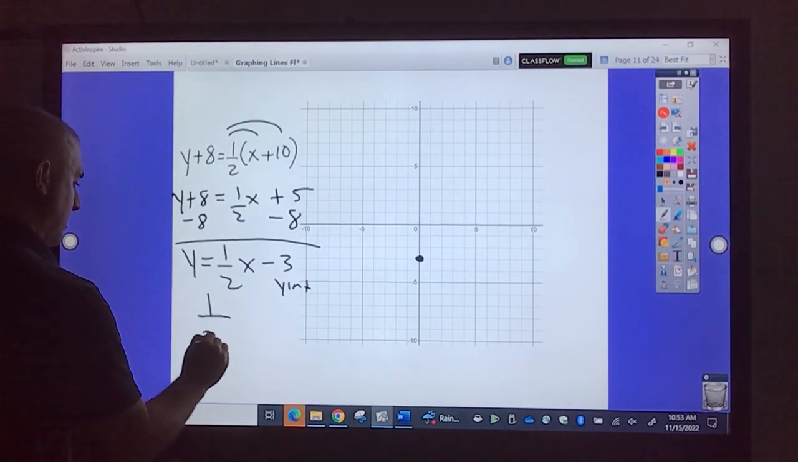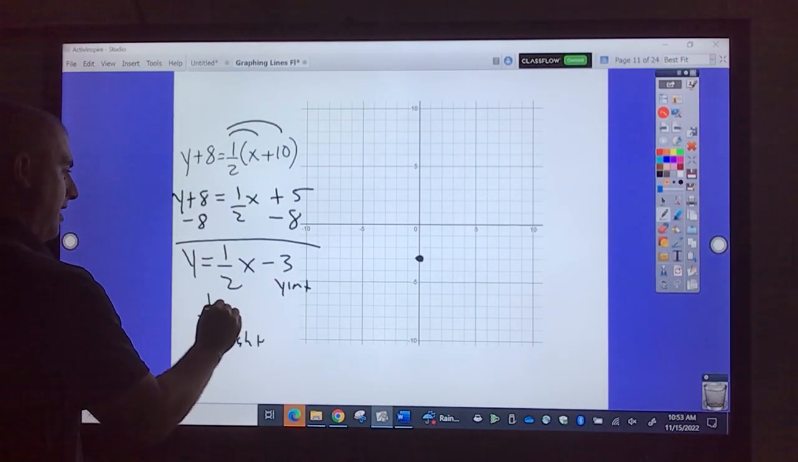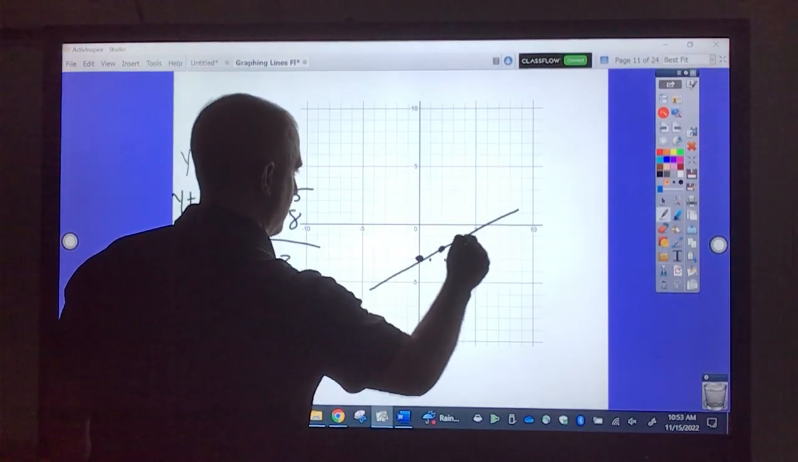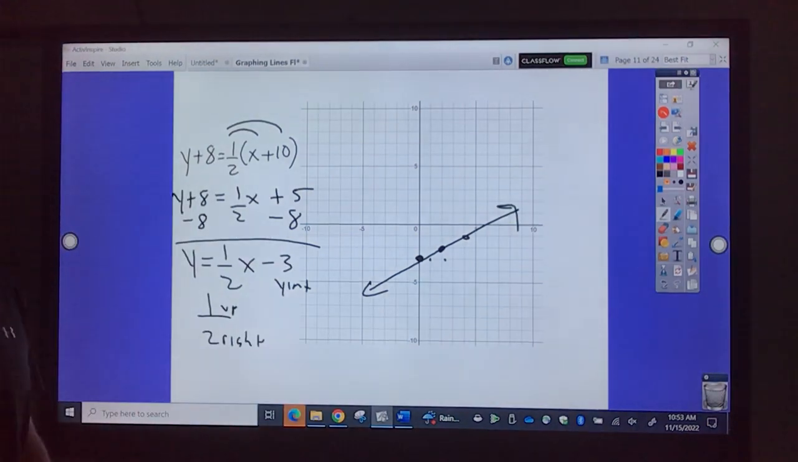What does 1/2 mean? 2 right, 1 up. 2 right, 1 up. 2 right, 1 up. Okay?